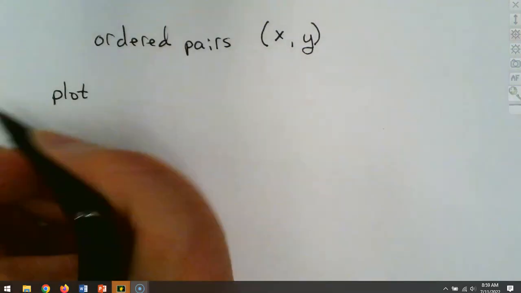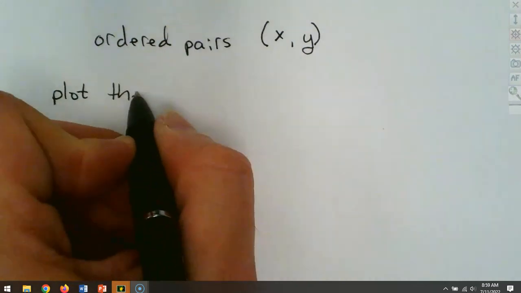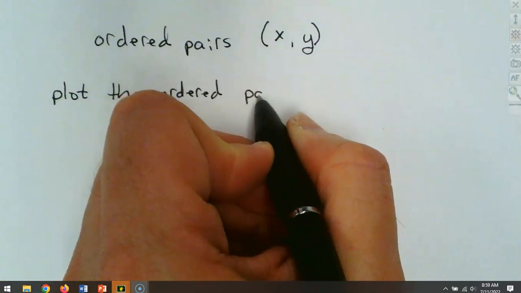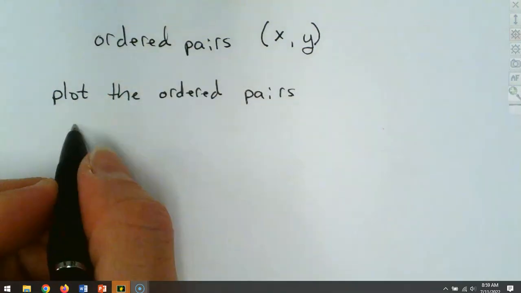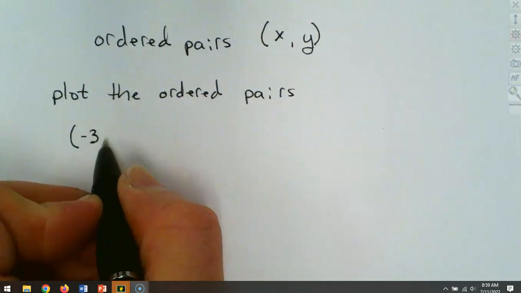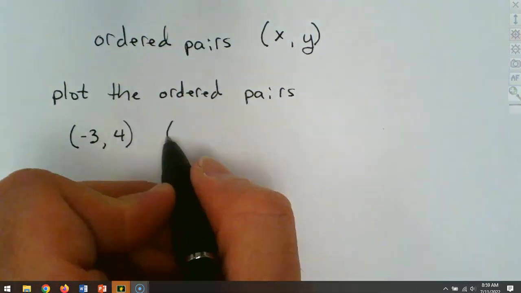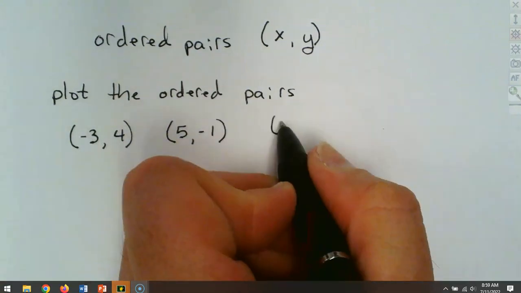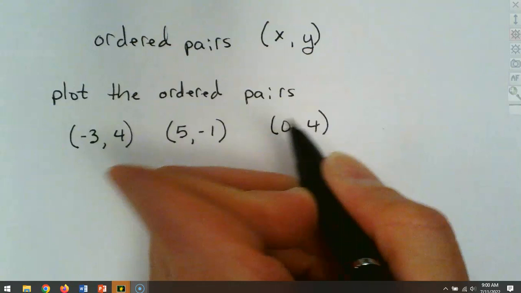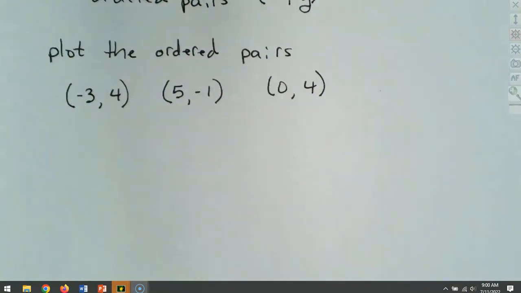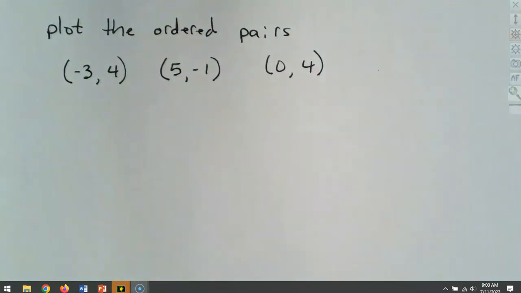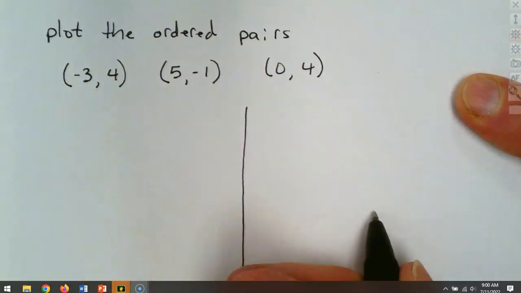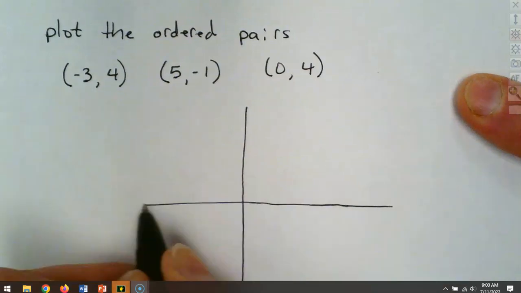So let's plot the following ordered pairs. Let's say we plot -3, 4. How about 5, -1? And how about 0, 4? So we're going to plot these points. When we plot them, all that means is we just put a dot where they belong. We're not going to connect them together. When we say graph, they get connected together.